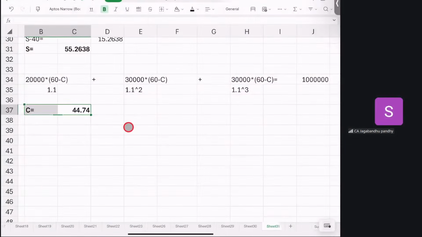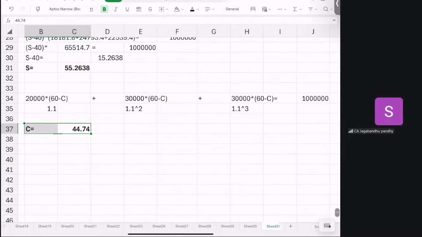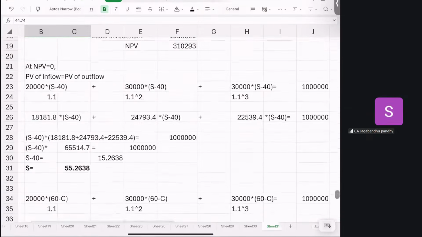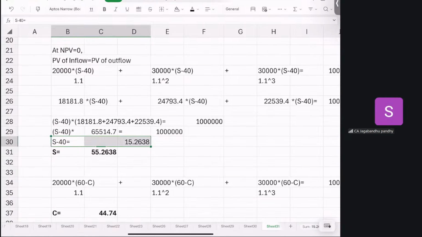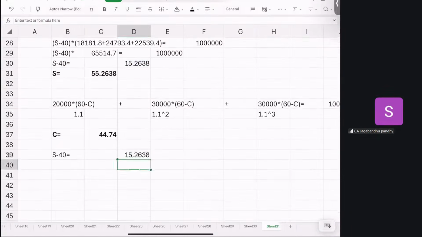So we need not calculate it again. Reducing 15.50 from 60, if we subtract 15, we had calculated earlier. What have we calculated? 15.26. Yeah, this could also be a situation where you say that the spot minus 40 is 15.26.